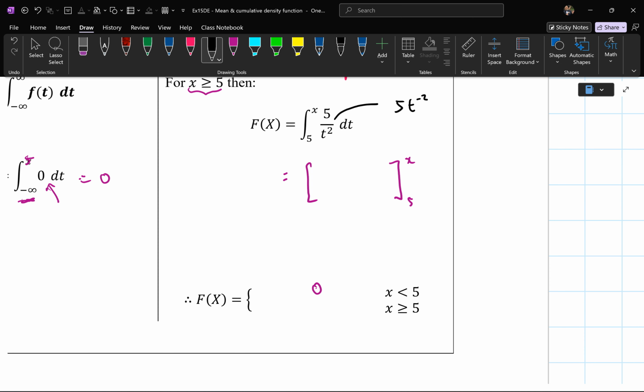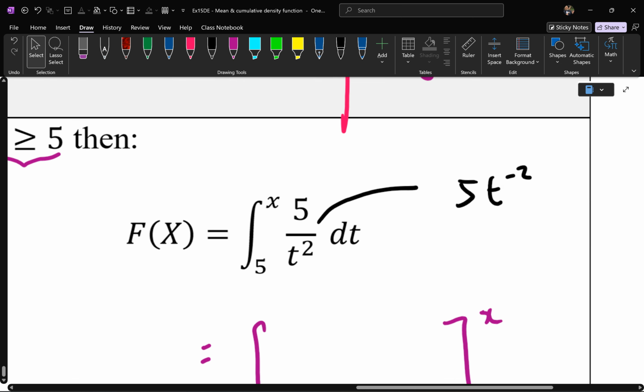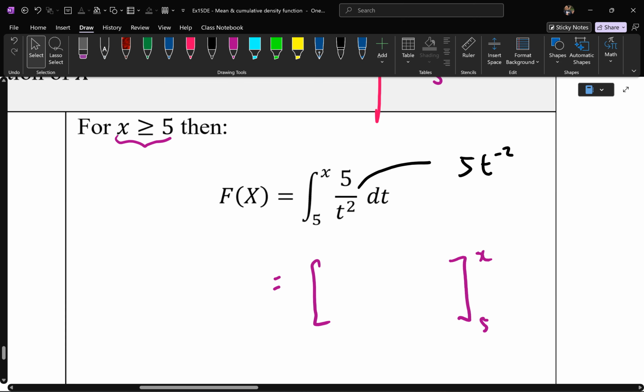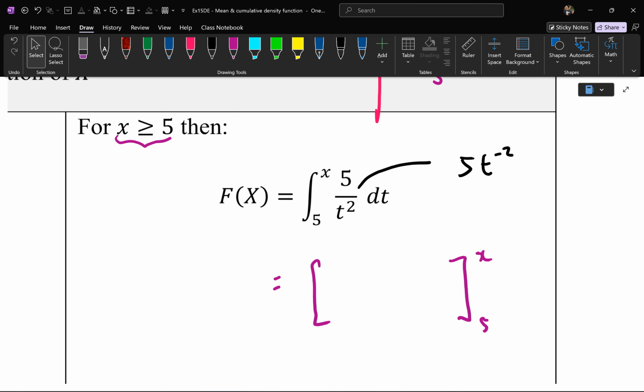Worried about your integration at the moment. No one has a clue. Let's go Noah. I haven't chosen you yet. What's the antiderivative of 5t to the negative 2? This one, 5t to the negative 2. Antiderive that for me. 5 on t?